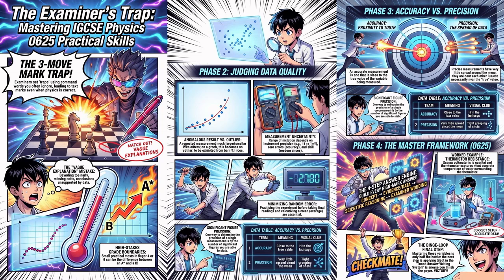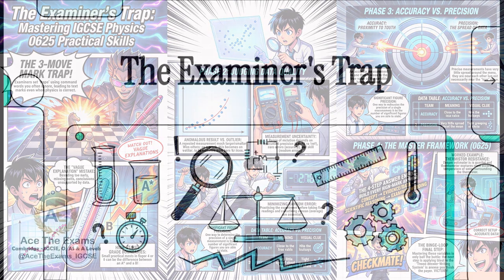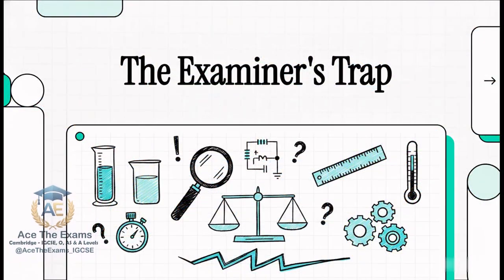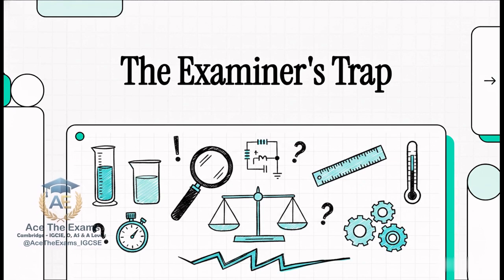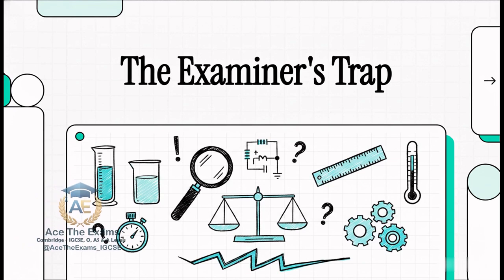All right, let's jump straight into this with absolutely zero fluff because, well, the examiner has set a nasty little three-move trap that ends up costing Cambridge IGCSE Physics 0625 students critical marks every single year. Welcome to this explainer. We're looking directly at the official exam practices for variables, fair tests, apparatus, and measurement precision.